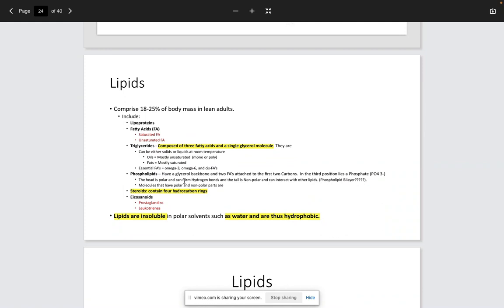Know that phospholipids are going to have a hydrophilic head, which contains a phosphate group, and a hydrophobic tail, which contains the fatty acid group. And know that phospholipids, or lipids in general, are going to be responsible for steroid synthesis. Steroids having four-ring carbon molecules, hydrocarbons.